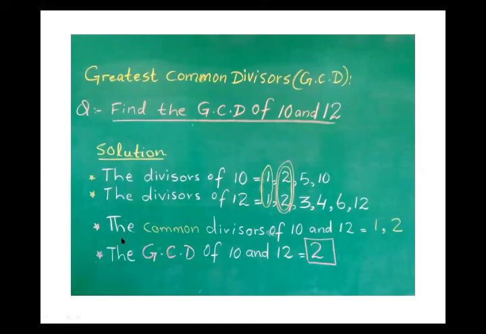The divisors of 10 and 12: find the divisors of 10 and 12. The divisors of 10 are 1, 2, 5, 10, and the divisors of 12 are 1, 2, 3, 4, 6, and 12. Firstly, we list out the common divisors. So here there are only two common divisors, 1 and 2. We pick the greatest between them. So 2 is the greatest between 1 and 2. So we say that the greatest common divisor of 10 and 12 is 2.